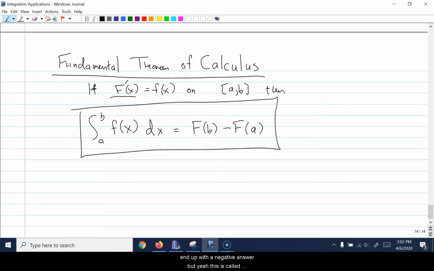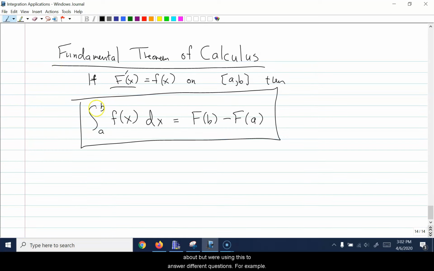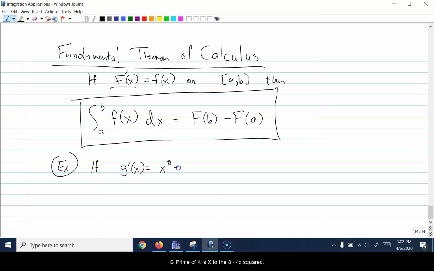But yeah, this is called the fundamental theorem of calculus. It's not really a deep thing right now, because it's the thing we were talking about, but we're using this to answer different questions. For example, if g prime of x is x to the 8 minus 4x squared, and if g of 3 is 7, then what's g of 9?